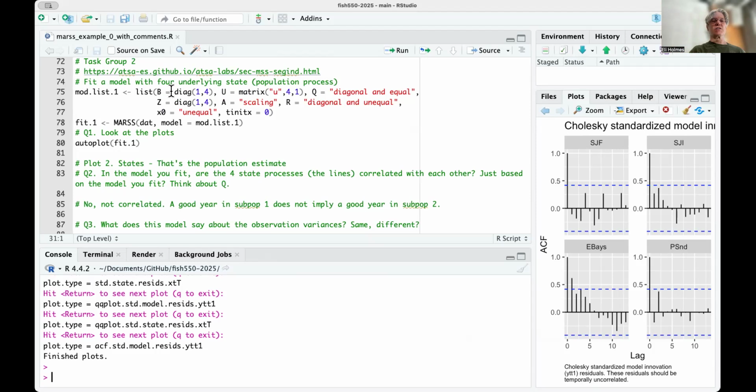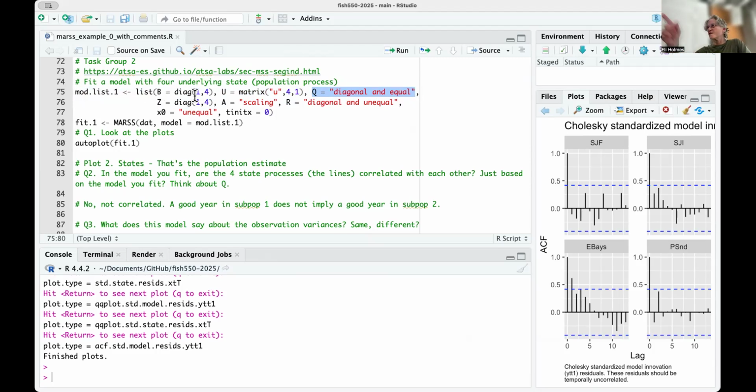Okay, so here's our model list. We got our B. It's just an identity. And our U matrix. What are we specifying here? When I wrote it on the board, I had a different U for each population, but here I'm going to say it's one U. So I am saying, okay, I'm going to test a model where they're all separate, but they have the same trend. What about my Q? What am I testing here? Diagonal, so they're independent, but equal variance. So they're independent, but they have the same year-to-year fluctuations.